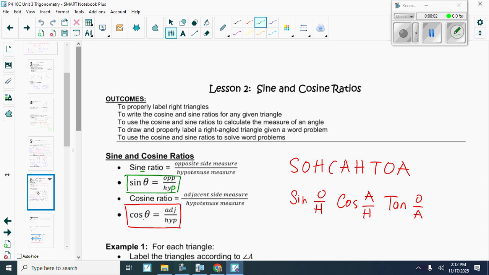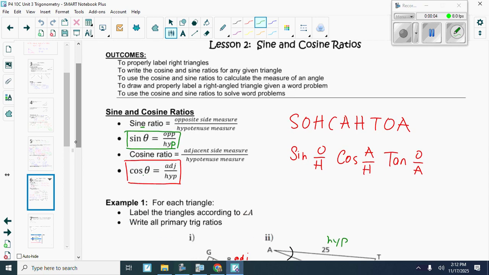Actually, 2 more ratios that we have. So we defined our ratios on Friday. By definition, we said that we're going to call this one sine, and sine is equal to opposite over hypotenuse, and cosine is equal to adjacent over hypotenuse. And that's where we introduce this strange little word, SOHCAHTOA, to remember which ones go with which ratio.